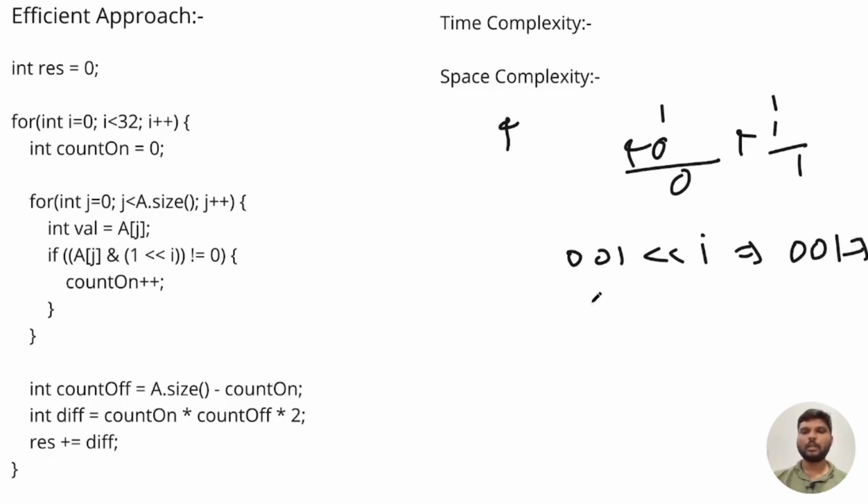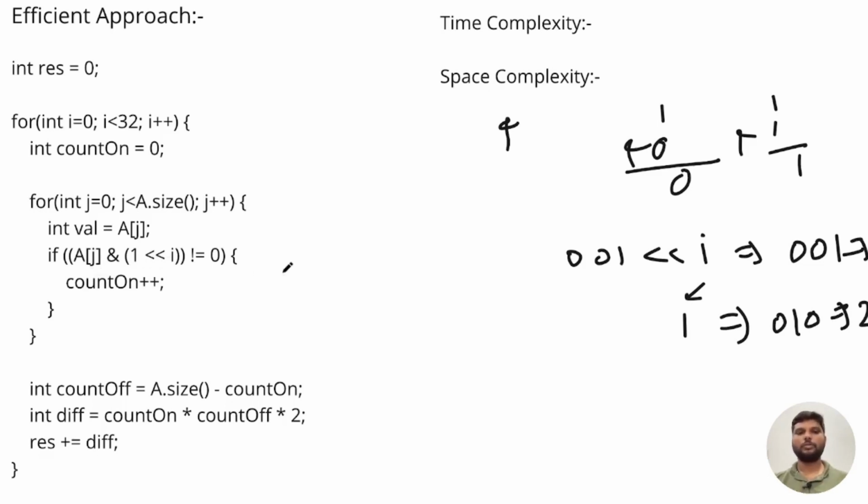Now suppose this i is equal to 1. In this case, we will left shift this entire number by 1 position. So it will become 0 1 0. We have shifted this 1 to this place and we have added 0, which is the default. So this number has now converted to 2. So what we have done here is that first we have set 1 at the ith bit position, and after that we do a bitwise AND operation.